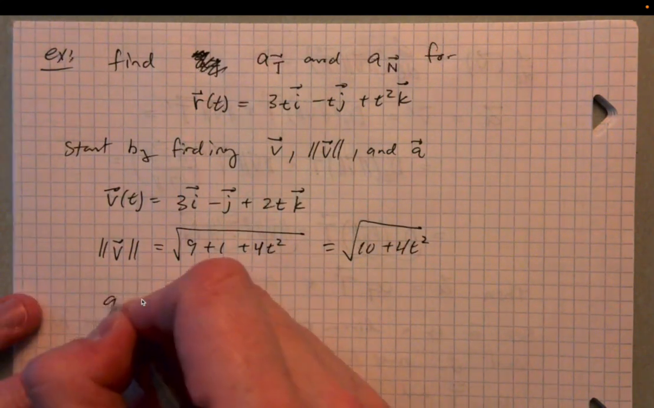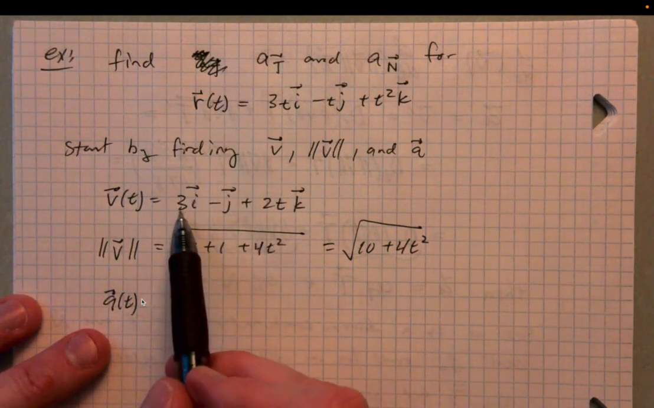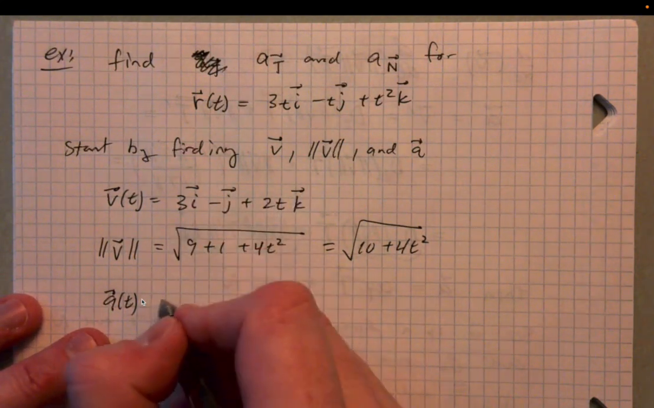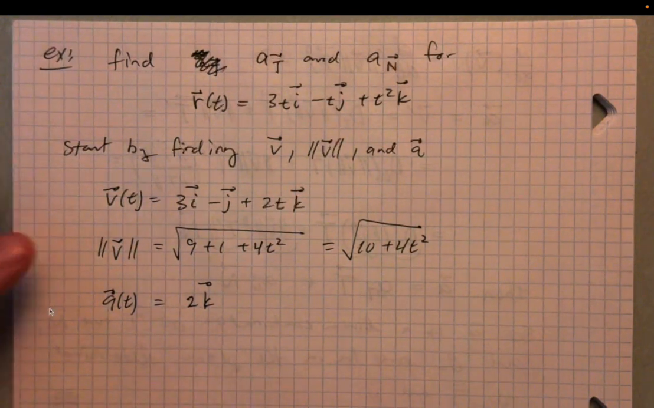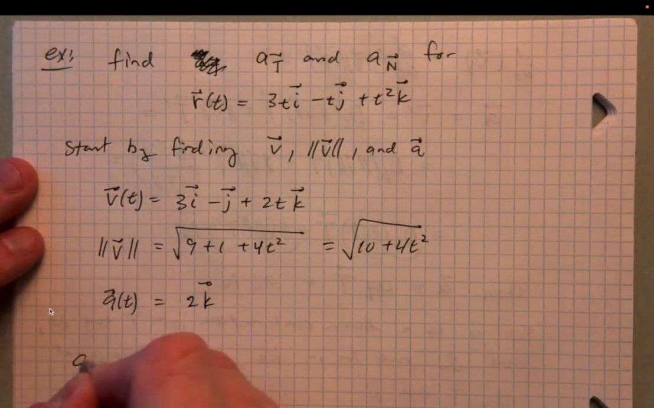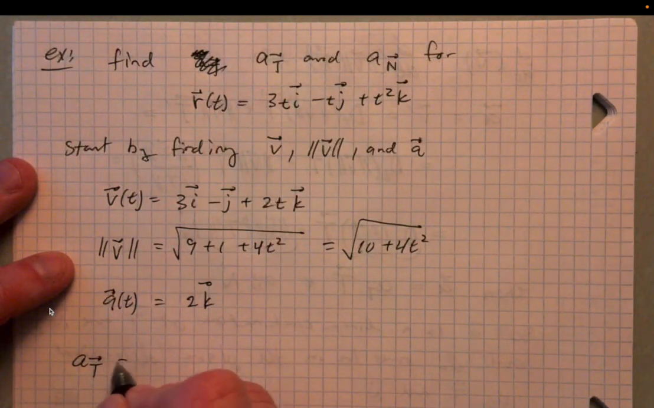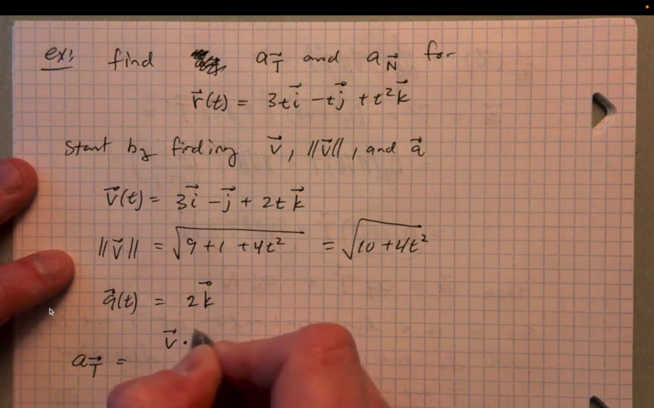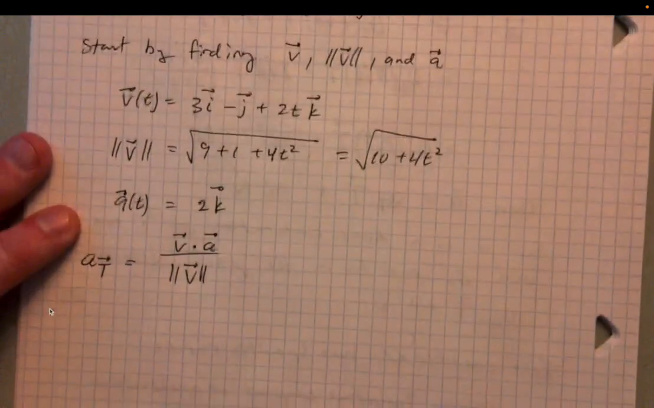Then what's the acceleration? That's the derivative of this further, and the first two components are constants, so basically it's just 2k. That's the acceleration. So the acceleration is constant in this case. By the previous theorem, there were several ways to do this, but the way we're going to do it is to identify the tangential component using v dot a divided by the norm of v.